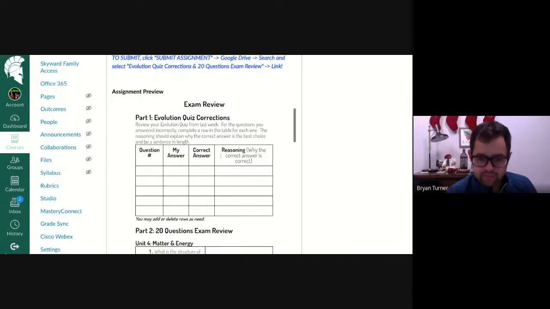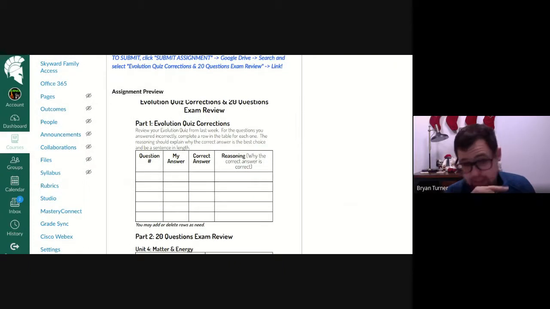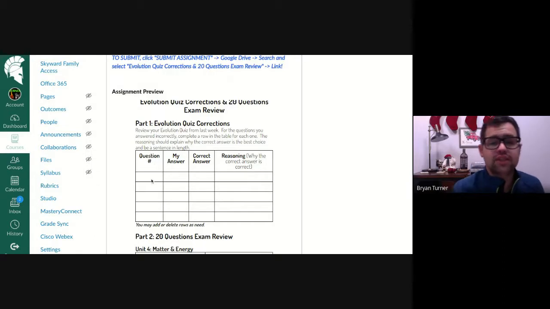Part 1, we're going to look at our ecosystems quiz. Tell me for all the questions you missed: you're going to tell me what question number, and what your answer is. It randomly does A, B, C, or D, so you can put A or C there, but what would be better is to copy and paste what you put for your answer. Figure out what the correct answer is, and then tell me why that's the best answer choice.